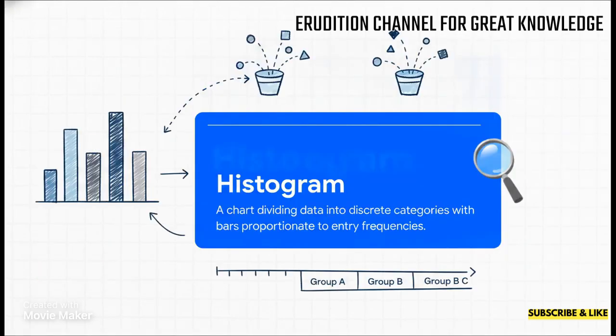Finally, we have the histogram. This is the absolute ultimate way to illustrate the distribution of your data among various groups. Histograms divide data into discrete categories, sometimes known as bins, and provide a vertical bar proportionate to the number of entries or the frequency inside each of those categories.